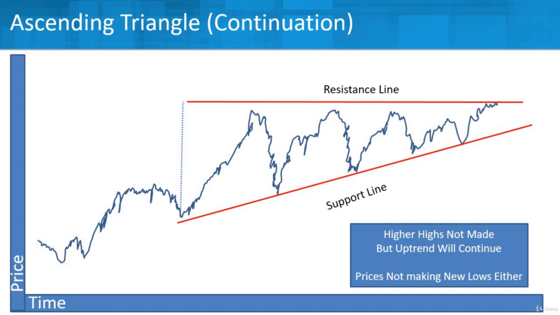And you can see that higher highs were not made, but the uptrend is going to continue. And the prices don't reflect new lows either. They're trading within that resistance and support line, those lines up there. And you can see how they're converging together. They're getting closer together. So if we start at the far left of the triangle where that dotted line is, you can see how the prices went up to that resistance line, but didn't keep going. The uptrend didn't keep going. It turned around and went back downwards.